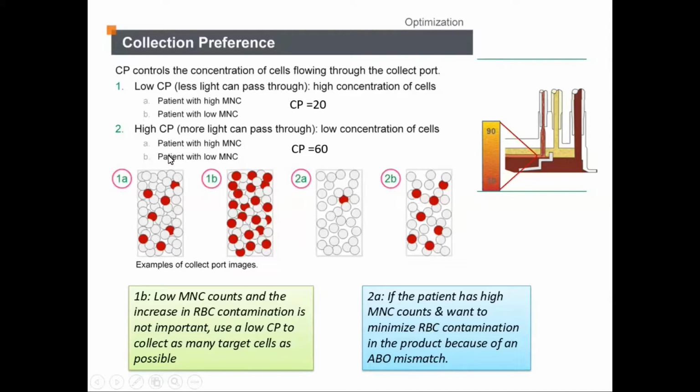This one is high CP in a low MNC count. This is usually done for donor lymphocyte collections, where we don't want to end up collecting monocytes or granulocytes; we want more lymphocytes. They are on the superficial layer, so you take high CP levels.